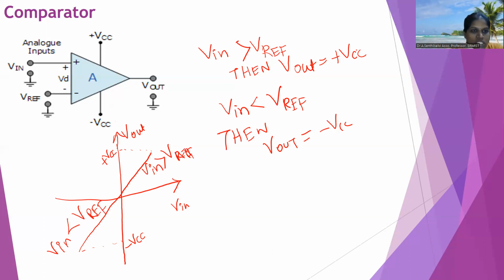Again, I am repeating the concept of the comparator. We are giving input at the positive terminal, and this is the reference voltage. If the V in value is greater than the reference voltage, the positive value is given as output. If V in is lesser than V reference, the negative VCC supply is obtained as output. From that, we know the output is either high or low. These are the equations for the comparator, and this is a pictorial representation of the output waveform of the comparator.